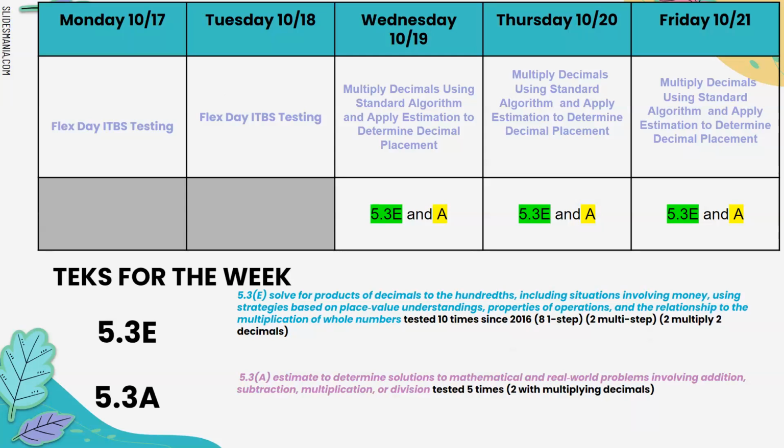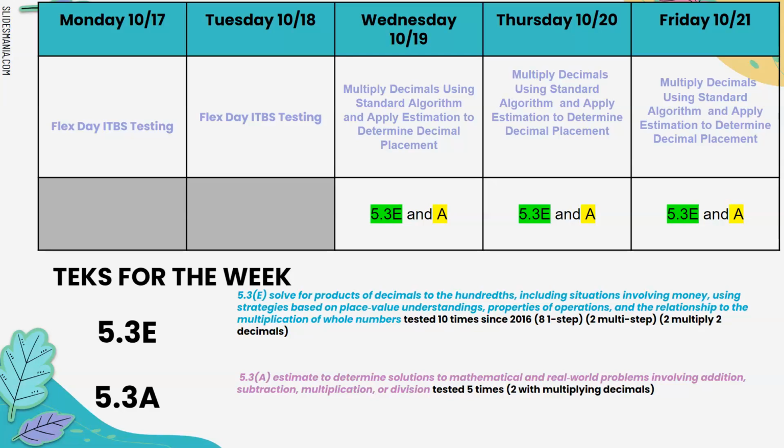Wednesday, Thursday, and Friday, however, we have the same lesson over a really important topic, 5.3e and a. And so we're actually going to be multiplying decimals using the standard algorithm, and we're going to apply estimation to help us determine decimal placement. Okay? So 5.3e, solve for products of decimals to the hundredths, including situations involving money, using strategies based on place value understandings, properties of operations, and the relationship to the multiplication of whole numbers.